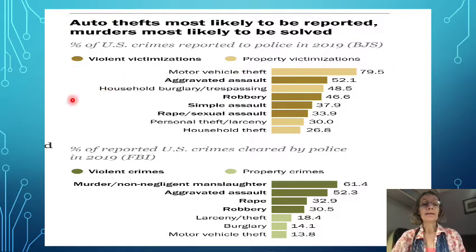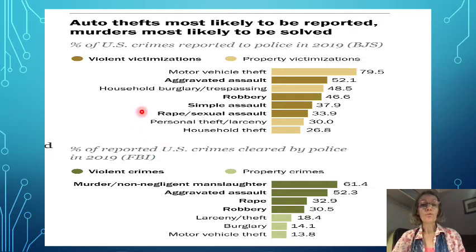As that top line says, auto thefts are most likely to be reported, which makes sense because your car was stolen. Violent crimes are also more likely to be reported to police. But property crimes, like personal theft, larceny, and household theft, are less likely to be reported to police.